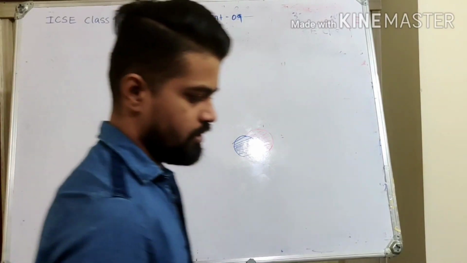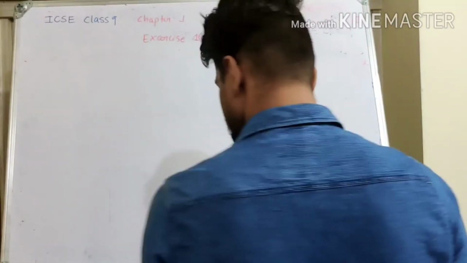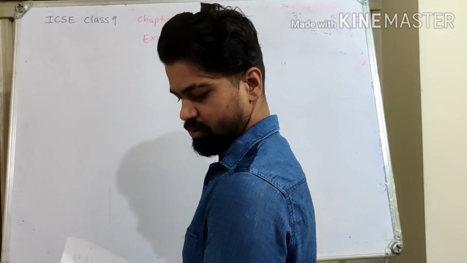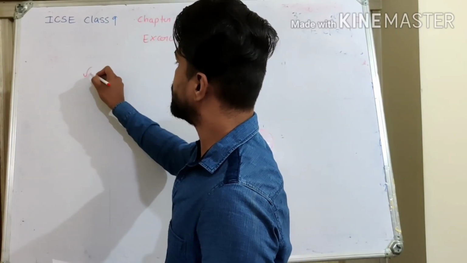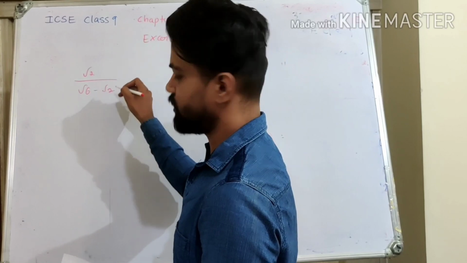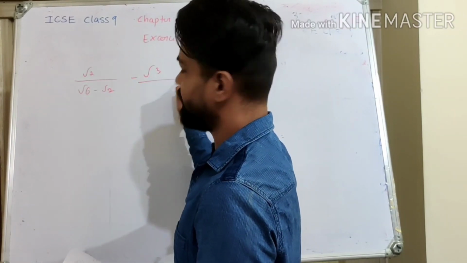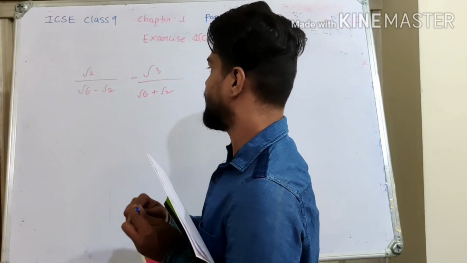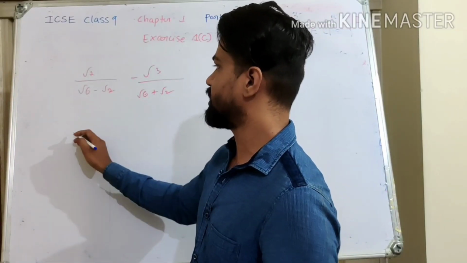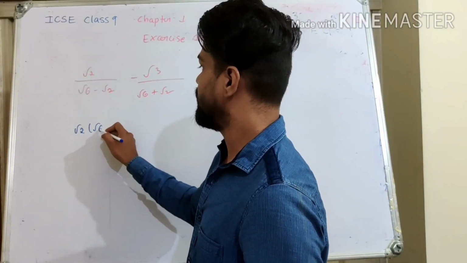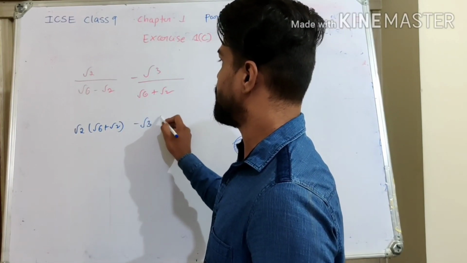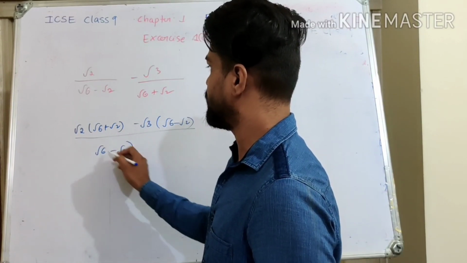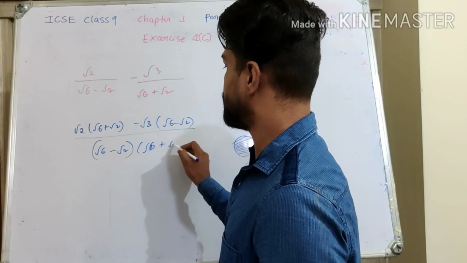So the next one we have: simplify this term, root 2 divided by root 6 minus root 2 minus root 3 divided by root 6 plus root 2. What we are going to do is, again the same approach, we are going to take the LCM, which is the product of them. So we multiply that by the denominator of the opposite terms: root 2 into root 6 plus root 2 minus root 3 into root 6 minus root 2, divided by root 6 minus root 2 into root 6 plus root 2.